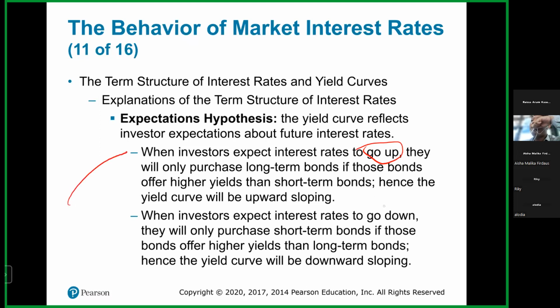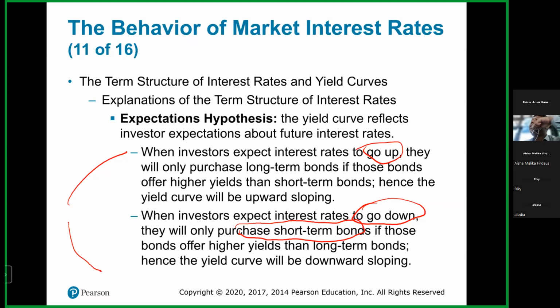However, when the interest rate goes down or is expected to decrease, investors will only buy short-term bonds. Usually when we have an expected decrease in interest rates, the short-term bonds will be more valuable. They will provide higher yield than the long-term bonds. That's why the demand for short-term securities will be high, and you'll see that the yield curve will go down or have a downward slope. Okay, this is the first theory.